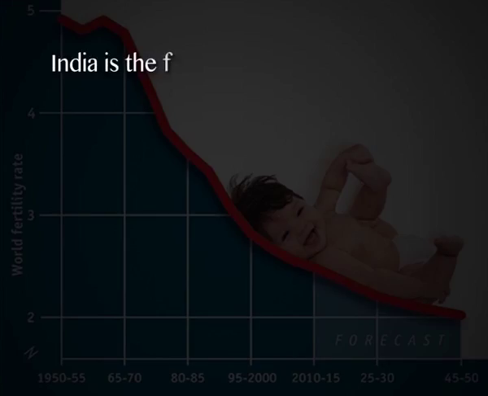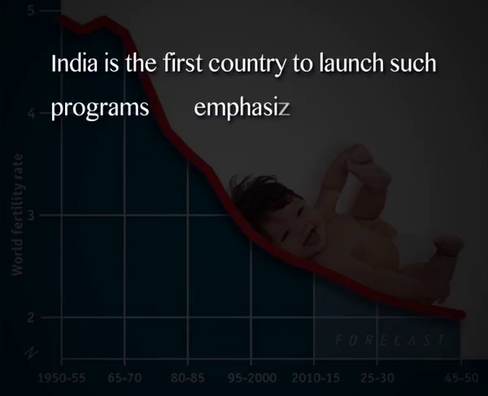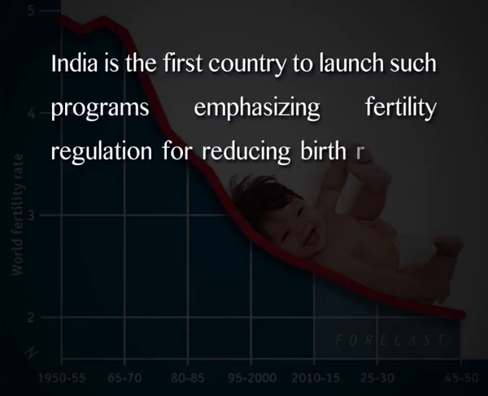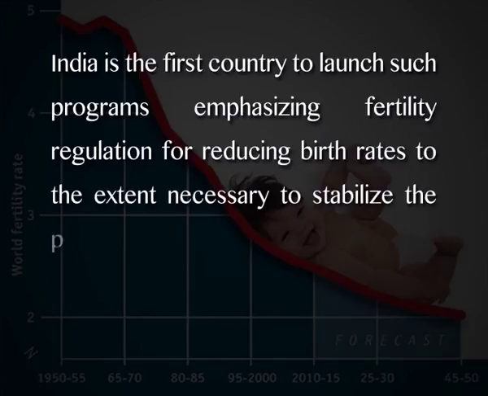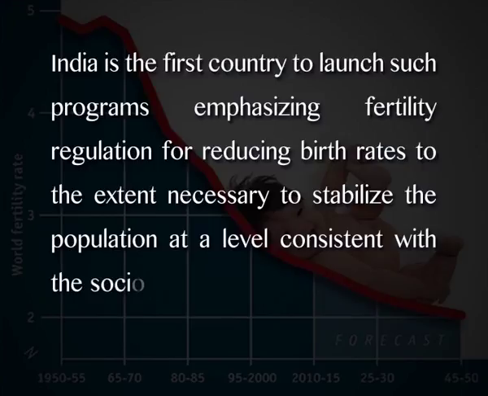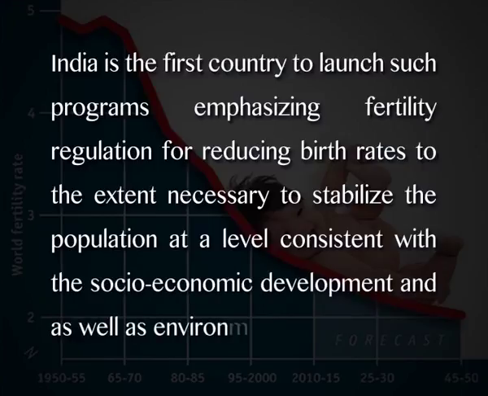Then, recognizing that key factors in fertility decline include change in government attitude towards growth, the spread of education, increased availability of contraception, and the extension of services offered through family planning programs, as well as the marked changes in the marriage pattern, India launched the family planning program in 1952. And it would be worthwhile to know that India is the first country to launch such programs emphasizing fertility regulation for reducing birth rates to the extent necessary to stabilize the population at a level consistent with the socio-economic development as well as environmental protection.